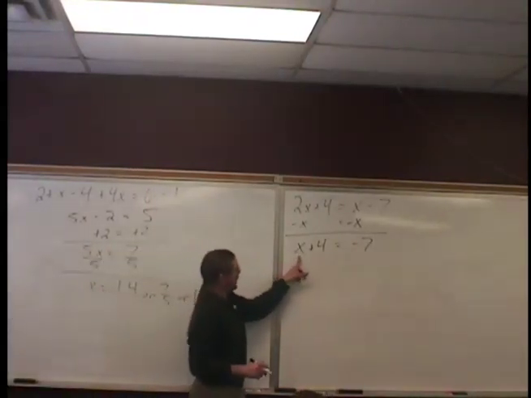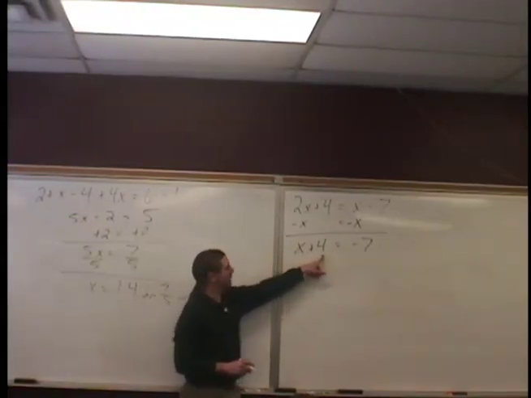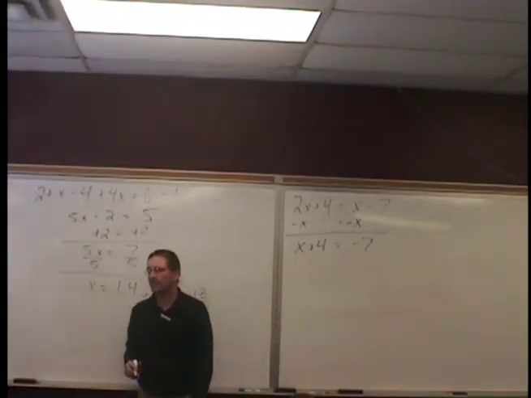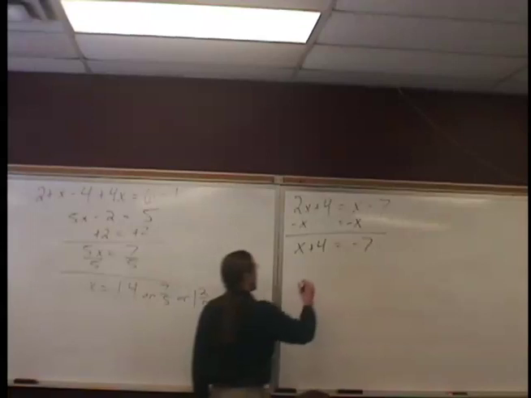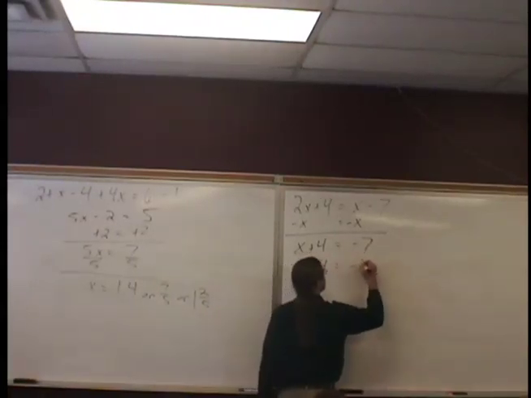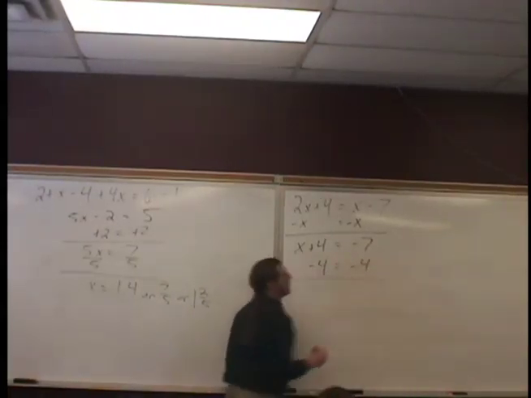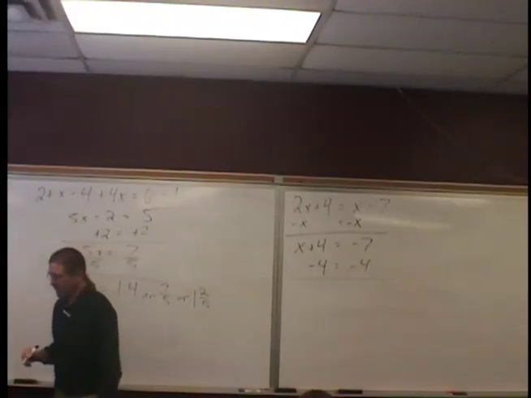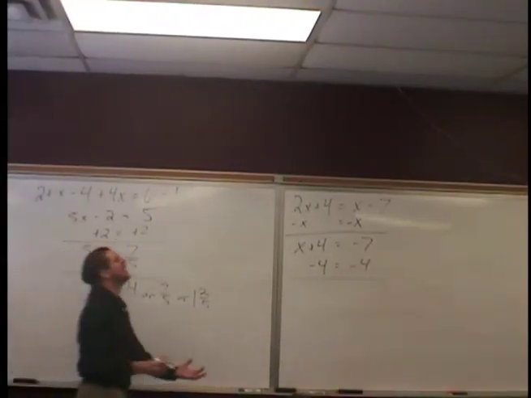I still need to go again because I still don't have my x's alone. I've got a +4. How do I get rid of a +4? We subtract 4. If I do it to one side, I must do it to the other. Again, please be careful with negative signs.